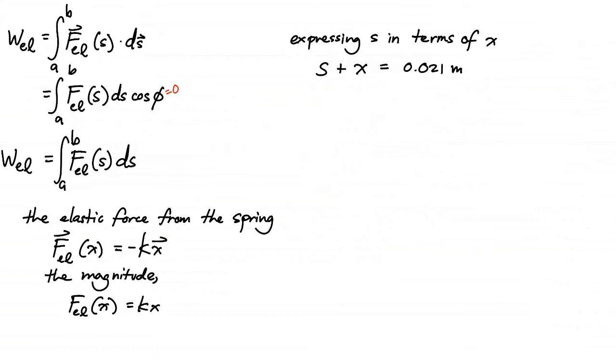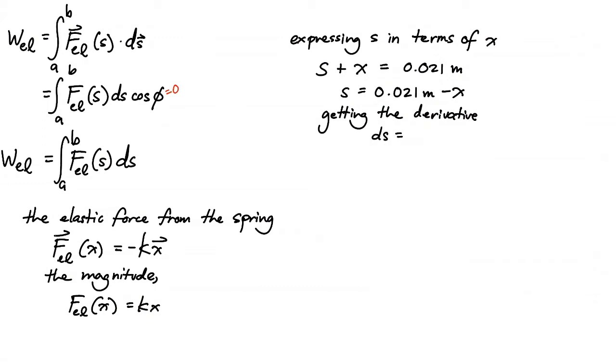And we can express that in terms of this equation. So again, gusto natin palitan yung S ng X para isa lang yung variable natin sa integral. So we can write this as 0.021 meters minus X. Now we can get the derivative ng S. So you'll have ds. Ang derivative nitong constant natin na 0.021 meters is 0 kasi constant siya. Then we are left with the derivative of negative x, which is negative dx.